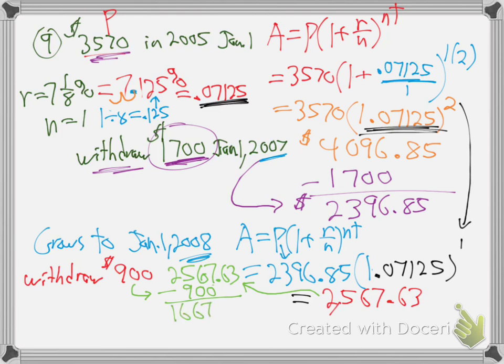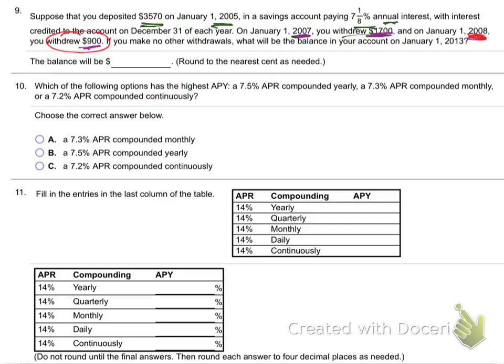1667.63, I think. Yeah, 63. That's our new balance. We have one more step. What's the last step? Then they're going to let it sit for about, I think it's 5 more years. Okay. Let me go down here. If you make no other withdrawals, what will it be in 2013?